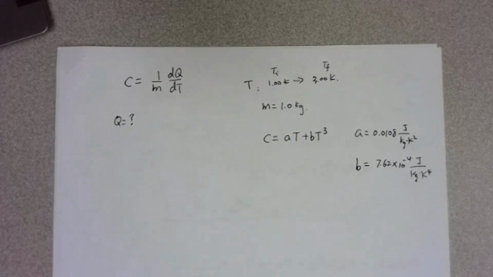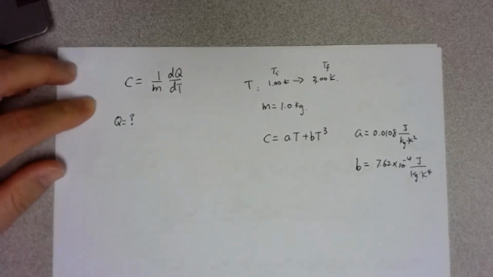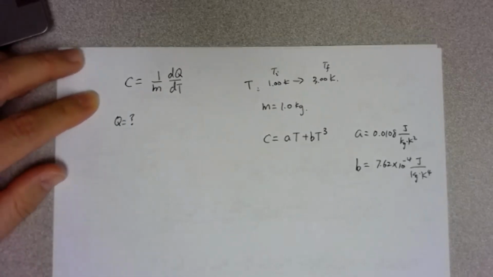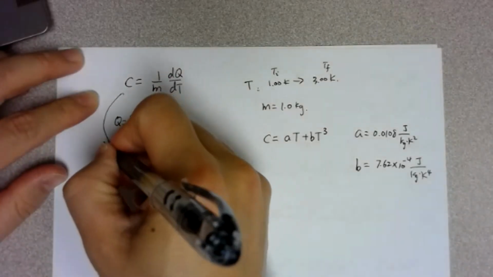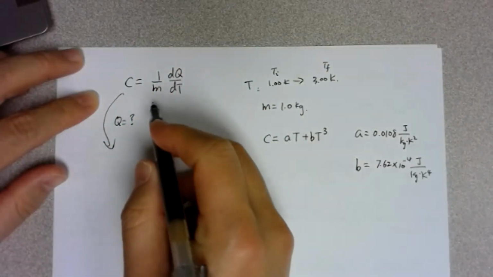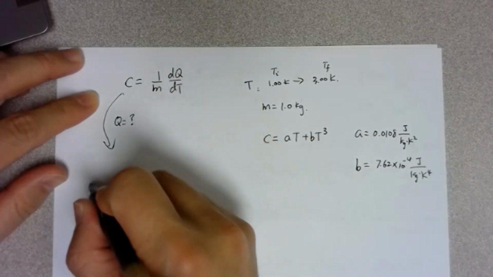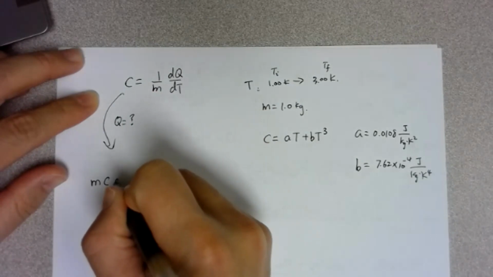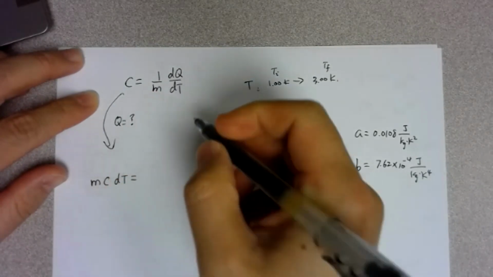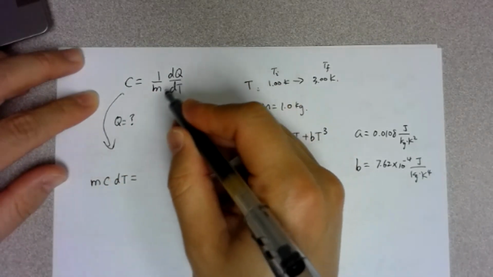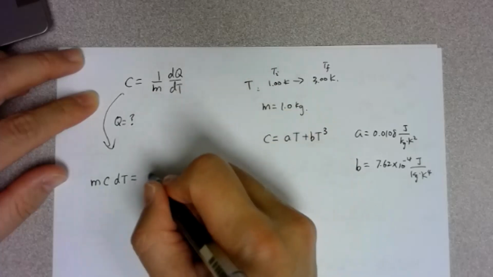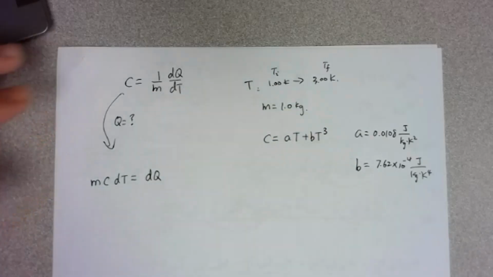So how do we calculate for Q then? Looking at this differential equation, you will probably rearrange the terms. Starting from there, you multiply both sides by mass and dt. So m C dt then equals, if you multiply this side by m and dt, that cancels, so then you have dq on the other end.